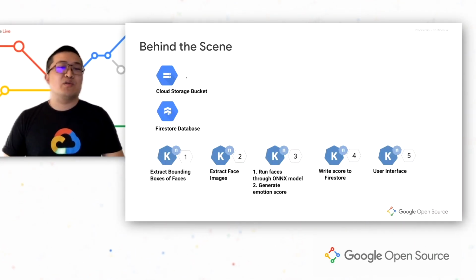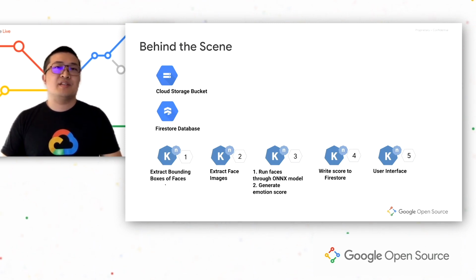We use the cloud storage bucket to store the images uploaded. We use a Firestore database to store the final results. We have 5 microservices deployed as Knative service on a GKE cluster. Each of them has a different responsibility.